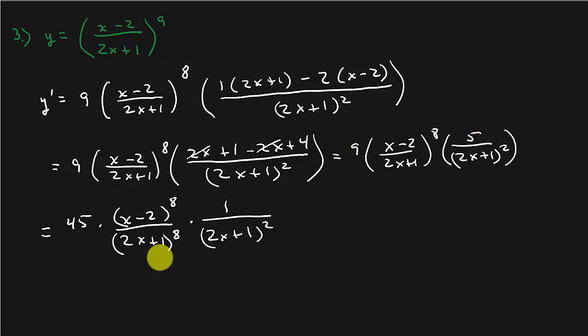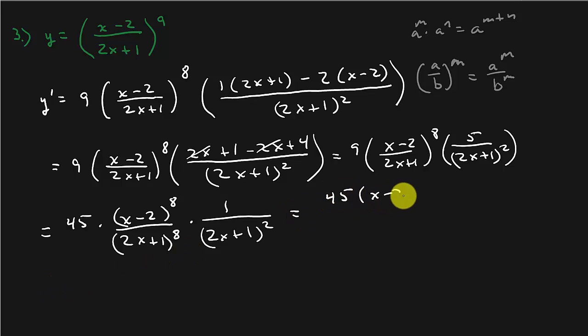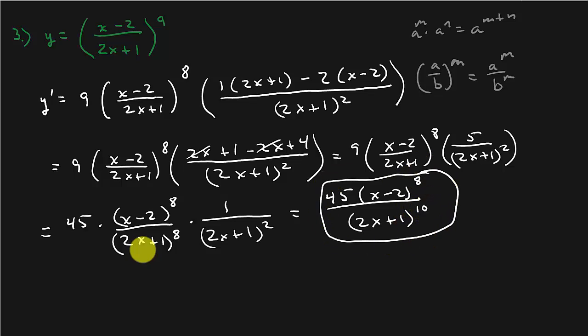Now look at this, and remember that property from algebra that says (a over b) to the m is a to the m over b to the m. And then remember, a to the m times a to the n is a to the m plus n. Like bases, you're multiplying, you add the exponents. So this is going to give us 45 times (x minus 2) to the 8th over (2x plus 1) to the 10th. And there's your answer. You see the 2x plus 1, that's like bases, add the exponents, 8 plus 2 is 10. So hopefully you're getting all this. As far as doing the chain rule, how we're doing it now, that's easy. The only thing that's going to get a little messy is the algebra part of it.